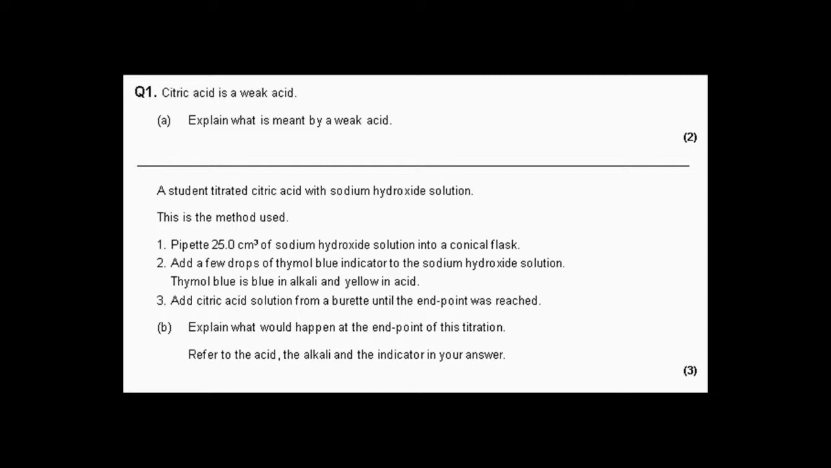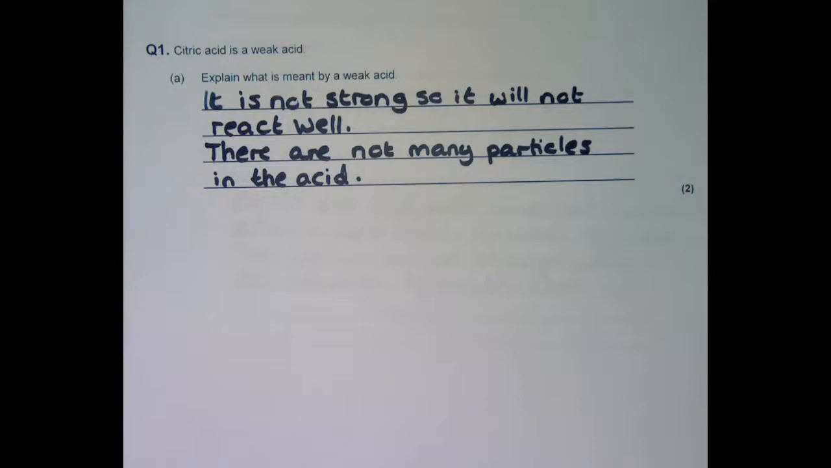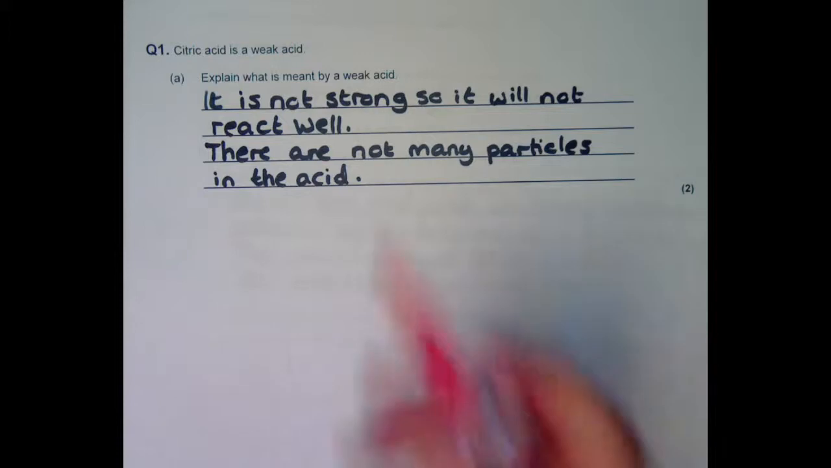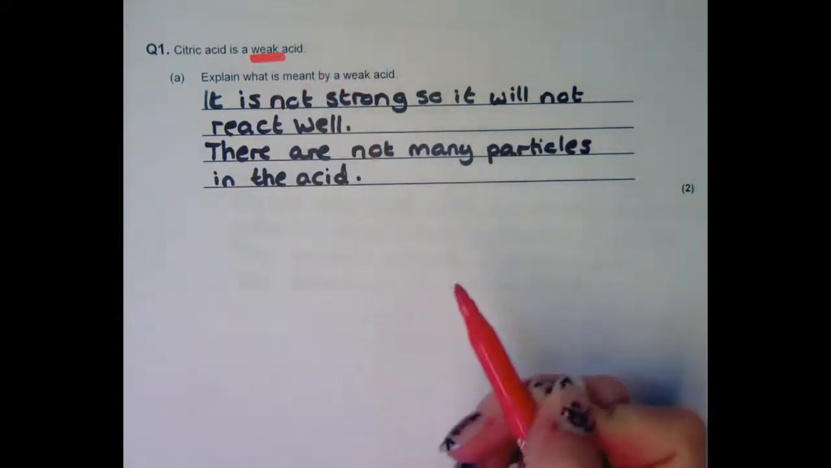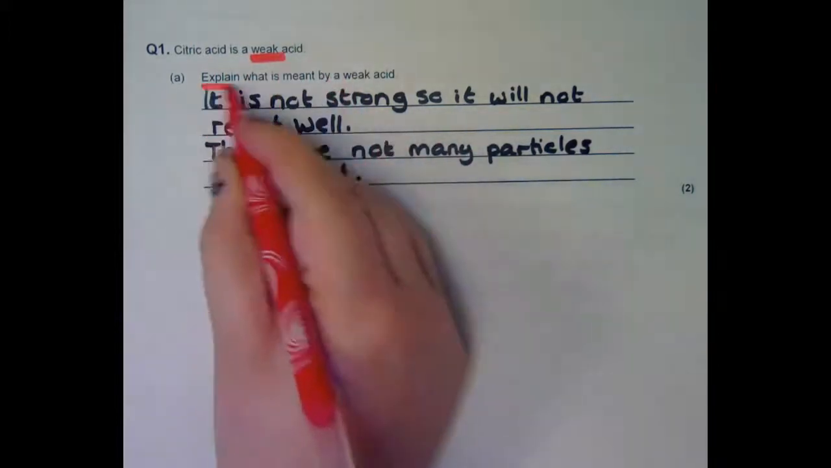What we're going to do is work through one at a time, picking out the key points and where people go wrong. So in this first one, it states citric acid is a weak acid, and it wants us to explain what is meant by a weak acid, and we are expected here to give 2 marks worth of answers.